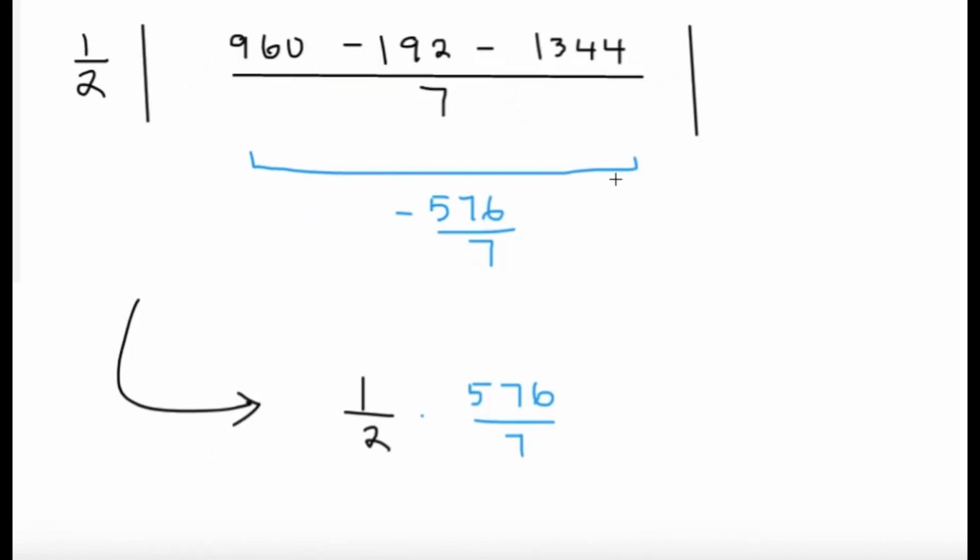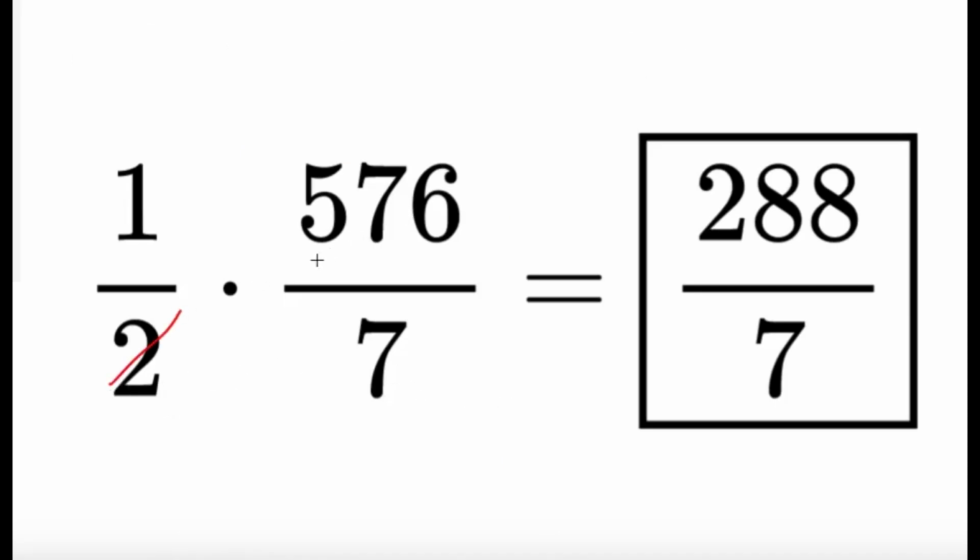Now, this part inside the absolute value equals negative 576/7. Again, with the absolute value, you can just remove the negative sign. So we're just left with 1/2 times 576/7. Now, the 2 and the 576 are both divisible by 2, so we're going to perform our final cancellation. So 1 and then 288, and we get the product of those two, and the area of triangle BCF is going to be equal to 288/7. And this will be our final answer.